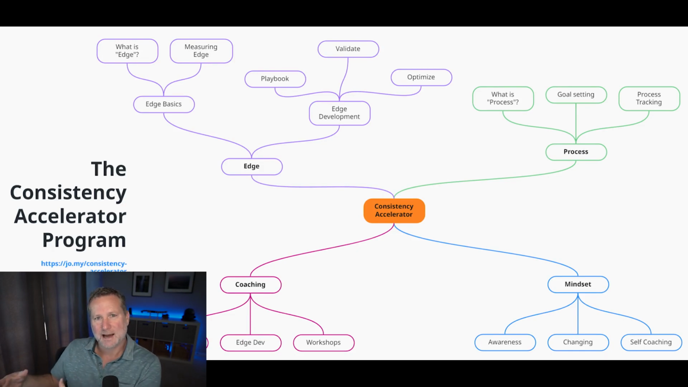We're also going to take a look in Circle at the course and what is actually there. But you can see there are some main pillars here. The first pillar is edge. The next pillar is process. The third pillar is mindset. And then there's the coaching part of it. So what are these things?